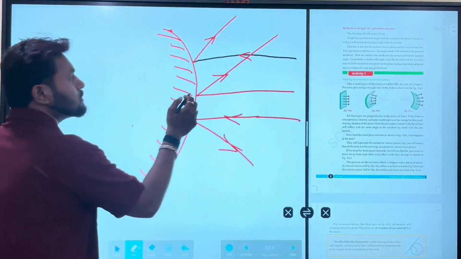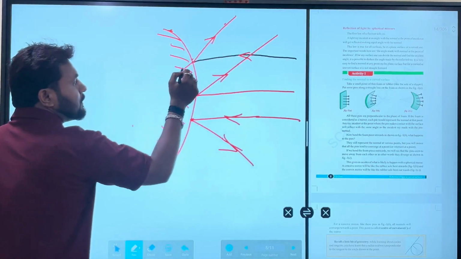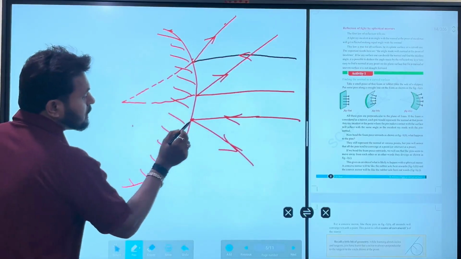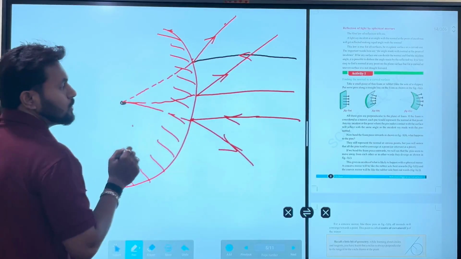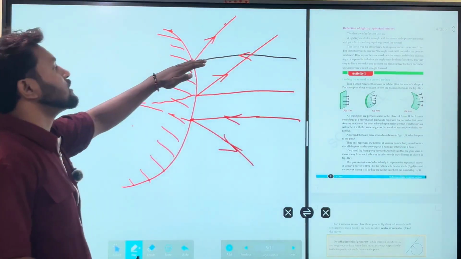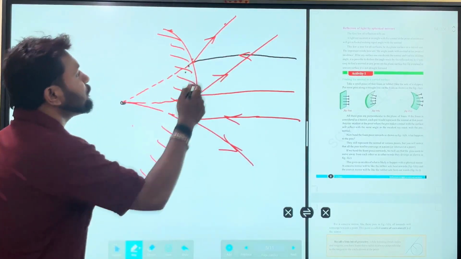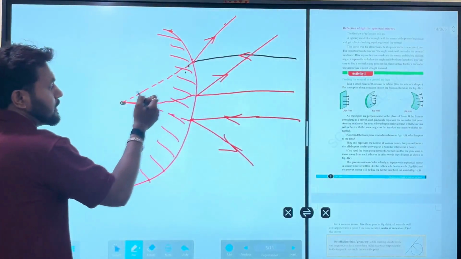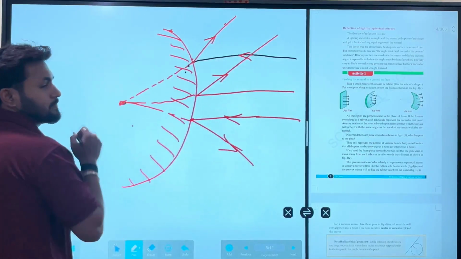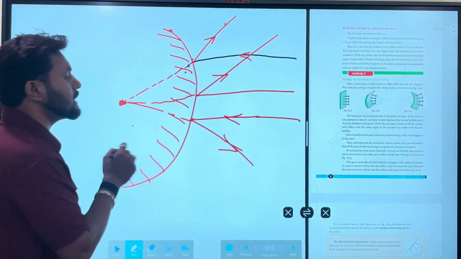Now this is the reflected ray. If you drag this reflected ray, it will meet at one point. All the reflected rays will meet at one point. Now, as I told you, this is getting diverged. Whenever light strikes the mirror, after reflection it will get diverged. The reflected ray is getting diverged. But if we drag this reflected ray further inside this convex mirror, then it will meet at one point. Now what do we call this point? We'll get to know further.